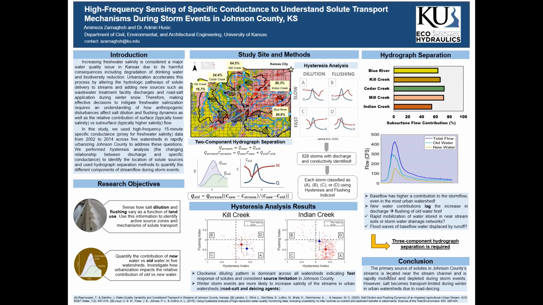So the final conclusion of our work is that the primary source of solutes in Johnson County's streams is located near the stream channel and is rapidly mobilized and depleted during the storm events. However, this is not the case for urban watersheds during winter season.